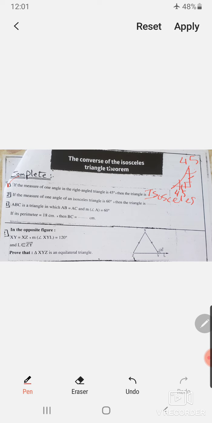Example number 2: if the measure of one of the angles of the isosceles triangle is 60. Here you have one angle equals 60, and it is isosceles. So the other, of course, will be 60, and the third will also be 60, so the triangle will be an equilateral triangle.